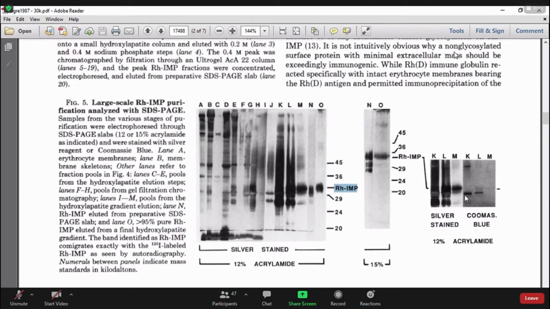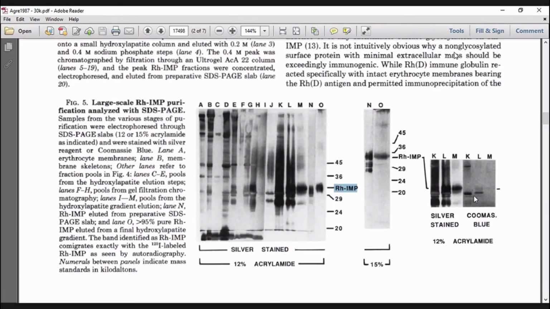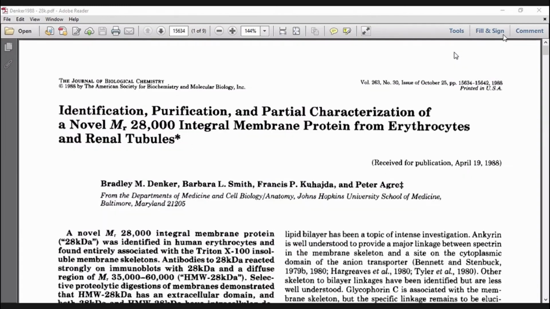Protein yang 28, yang 28 ni, dia nampak dalam yang dekat bawah ni, dalam Coomassie blue tak nampak, tapi dalam silver stain dia nampak. Yang dekat bawah ni 28. So RHIMP is the one that he wants. Yeah, then he did not ignore it.